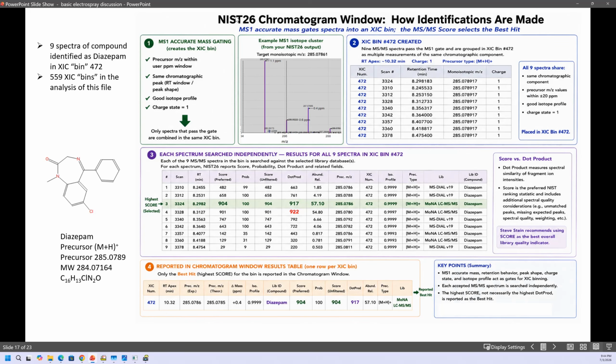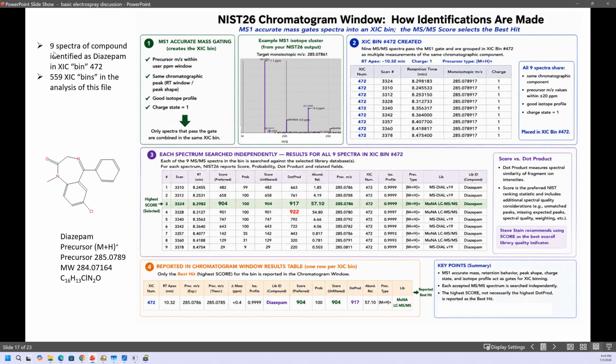This is my concept about how the NIST-26 chromatogram window performs identifications. The documentation doesn't say exactly, so I made some assumptions here, but from what I can tell, if you look up here in box 1, the precursor and the mass-to-charge within a user parts per million window, which is usually 20 in my analysis, should have the same peak shape, a very similar isotope profile, and the charge state should be 1. And then when it does that, it'll pass these 9 spectra that it thinks are all representative of one component that it'll try to identify by library searching, and it puts it in XIC bin number 472 here.